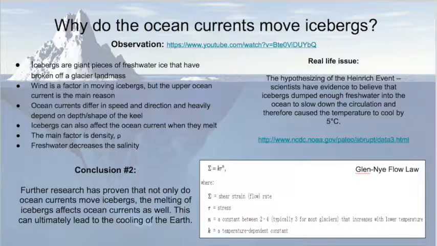In conclusion, our original hypothesis was correct: density differences in ocean water cause ocean currents, thus causing the movement of icebergs. We have since found that not only does this phenomenon happen, but the melting of icebergs affects ocean currents as well, which can potentially cause the cooling of certain areas of the Earth.